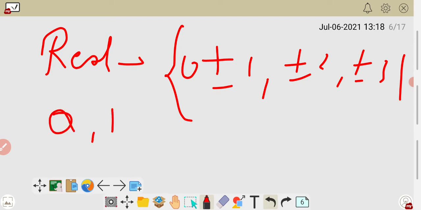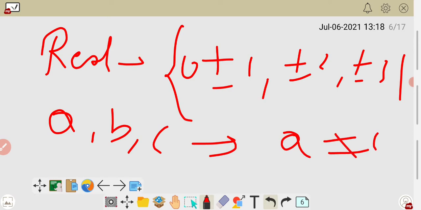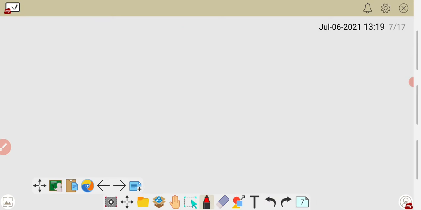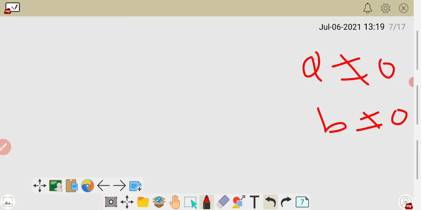So a, b and c are real numbers, such that a should never be equal to 0 and b should never be equal to 0. This is the definition of a linear equation in two variables. Why do you write here a is not equal to 0 and b is not equal to 0? Let me explain with the help of one example.